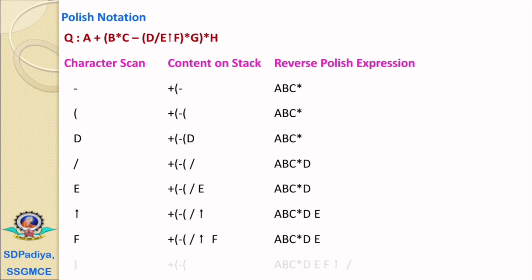The next is the close parenthesis. Next we have scanned the close parenthesis, and if it is a close parenthesis, then we have to pull all the contents from the stack to the expression after its particular open parenthesis. That's why we have pulled the capital F, the upward arrow and the slash from the stack to the expression.